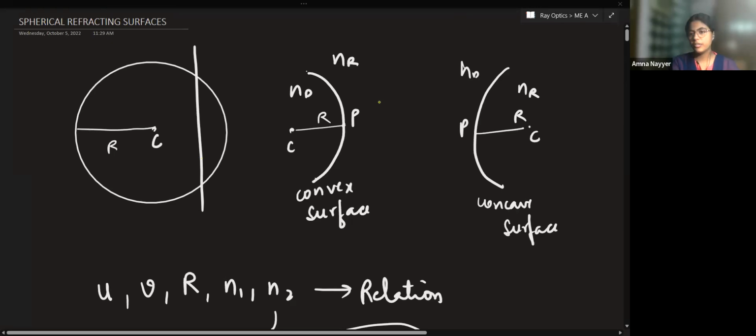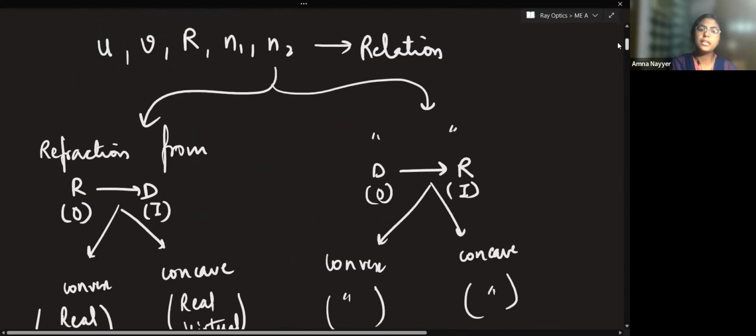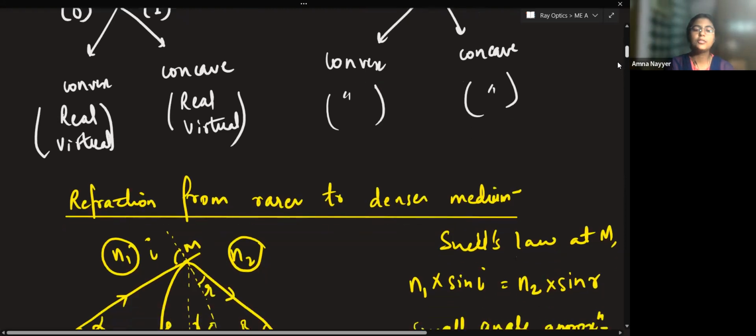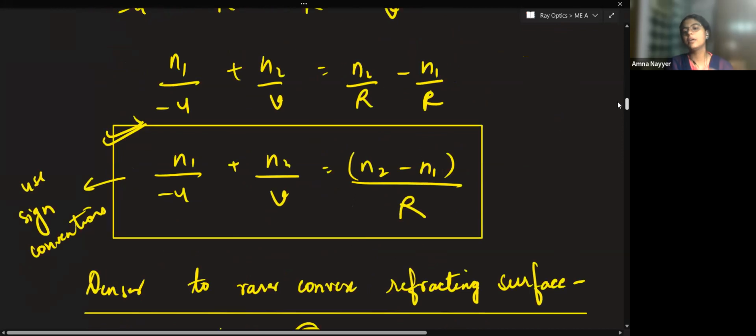Okay, class. So we had started with spherical refracting surfaces and those two lengthy derivations, we had completed in the last class only. So how do we divide it? From denser to rarer and from rarer to denser. This is how we divide the classification. Now see class, both the formulas that we had obtained. From the rarer to the denser medium, the formula for the spherical refracting surfaces was n1 by minus u plus n2 by v is equal to n2 minus n1 by capital R.